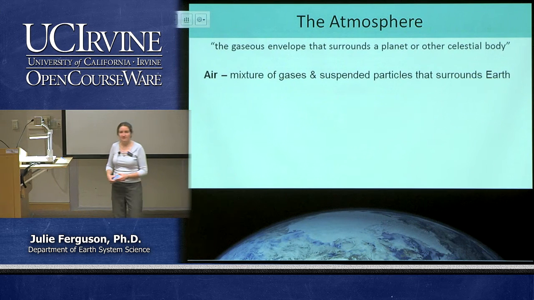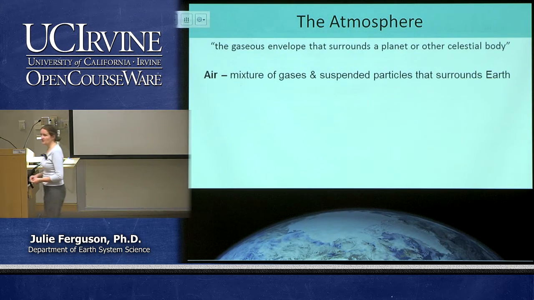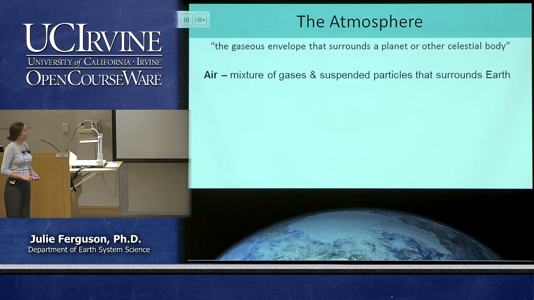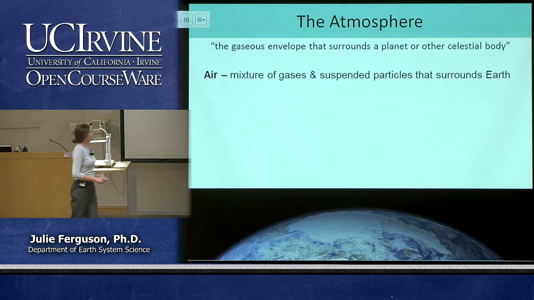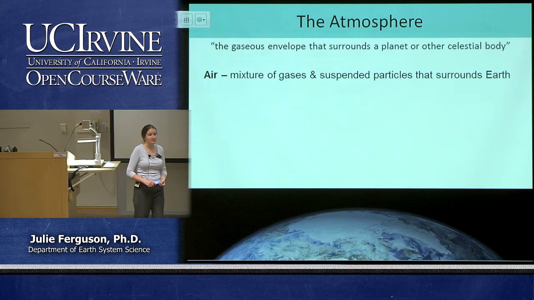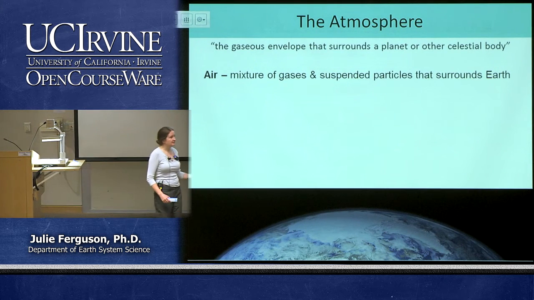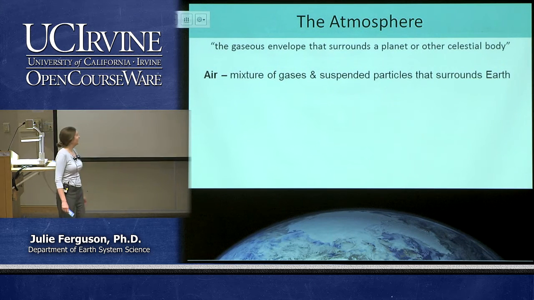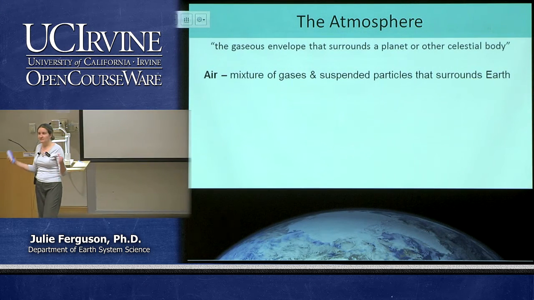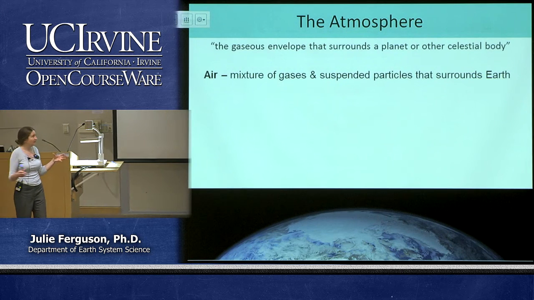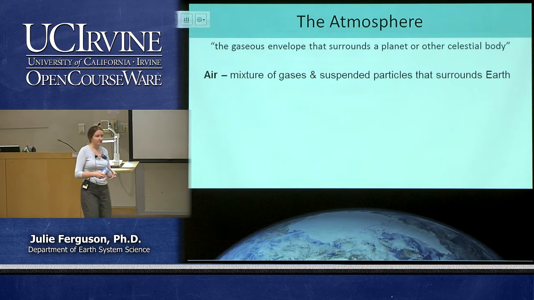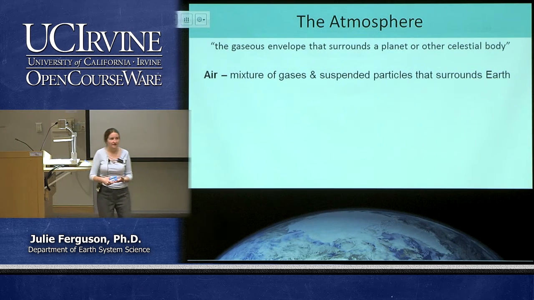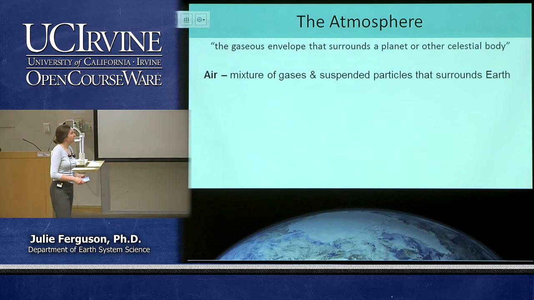So this is our atmosphere. If you've ever wondered what the difference between atmosphere and air is, this is what it is. The atmosphere is the gaseous envelope that surrounds a planet or other celestial body. So in other words, Mars has an atmosphere. Venus has an atmosphere. Okay? Air is the mixture of gases and particles that surround Earth. So Earth has air. Mars and Venus don't have air. They have atmospheres. Okay?